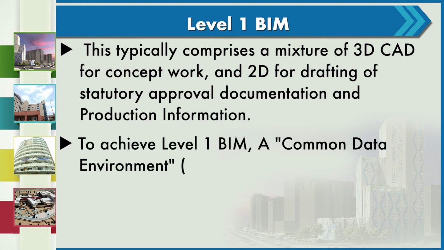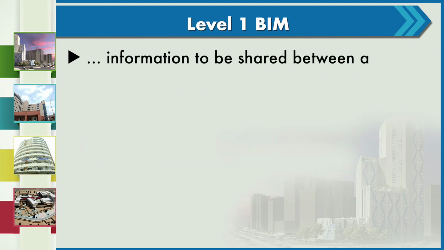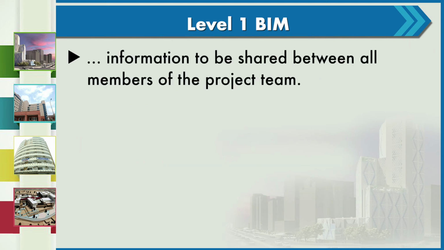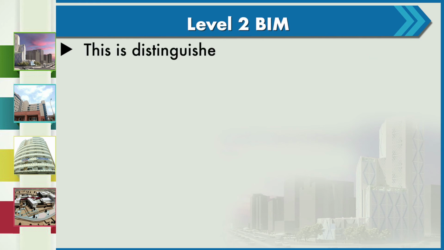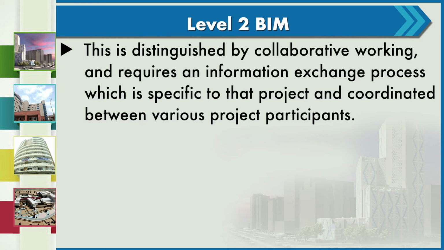To achieve level 1 BIM, a common data environment or CDE, for example, a project extranet or electronic document management system, EDMS, should be adopted to allow information to be shared between all members of the project team. Level 2 BIM is distinguished by collaborative working and requires an information exchange process which is specific to that project and coordinated between various project participants.